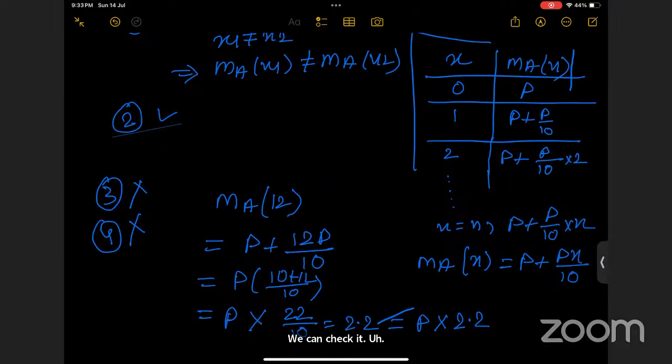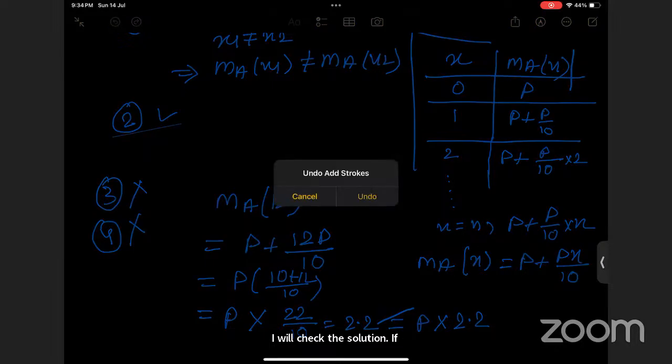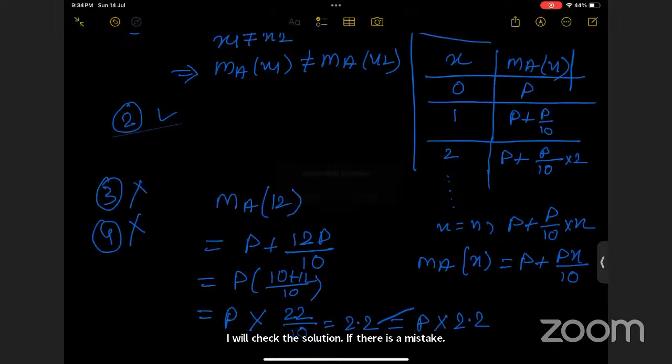So option 4 is given correct, right? So maybe there is a mistake with the form. It should not be correct, right? Because the amount should not be 0 after 12 years. Yeah, that is the confusion I had. Logically, this should not be 0 after 12 years. Still, I will check the solution if there is a mistake or what. But logically, this should not be 0.